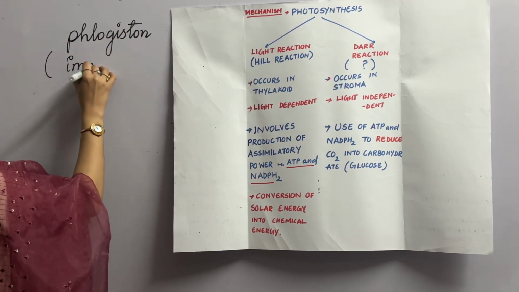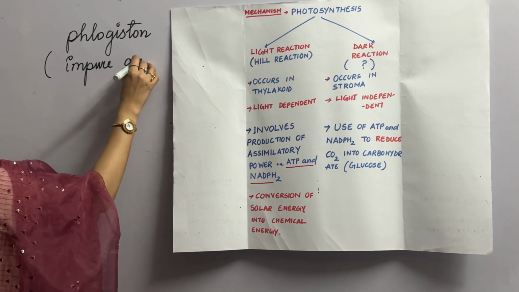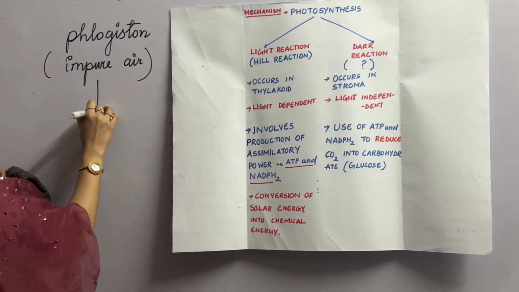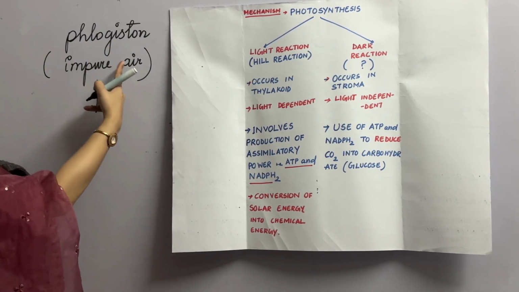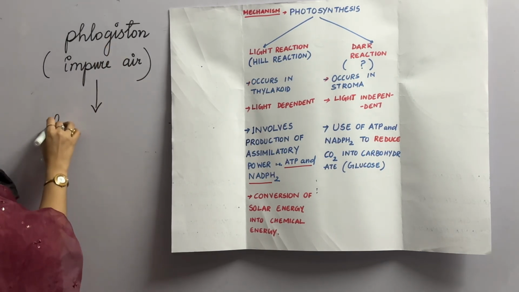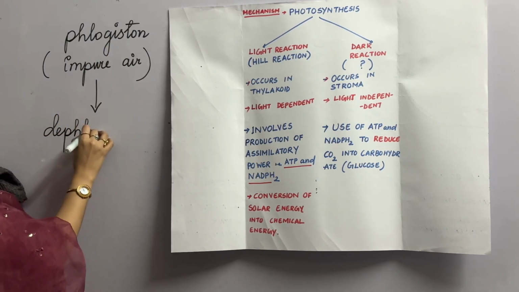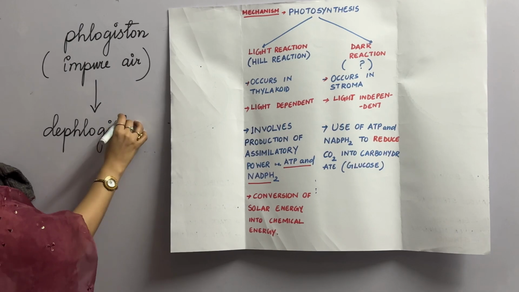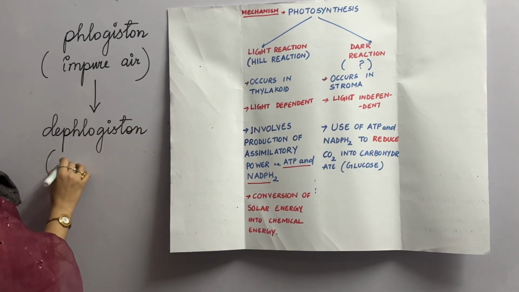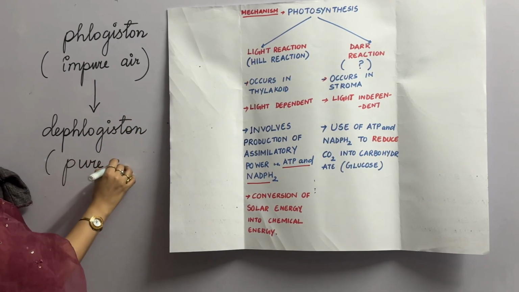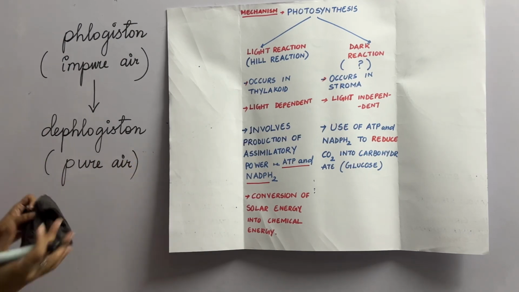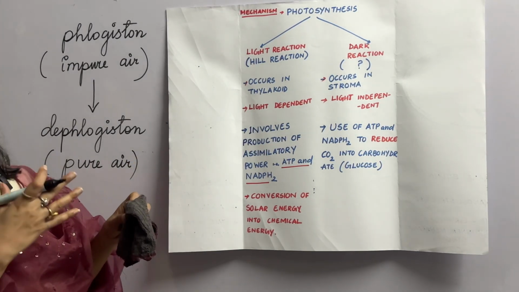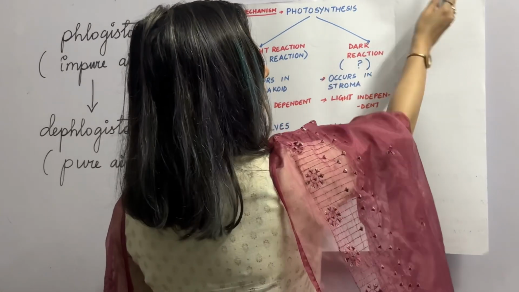He called that impure air phlogiston, and he suggested that plants can convert the impure air, or phlogiston, into dephlogiston, that is pure air. Now we can easily say what the plants release: oxygen.